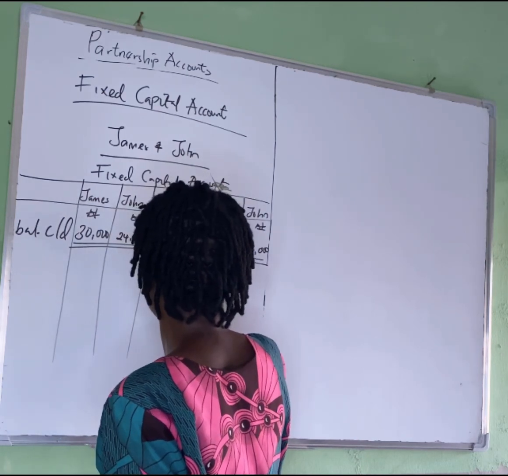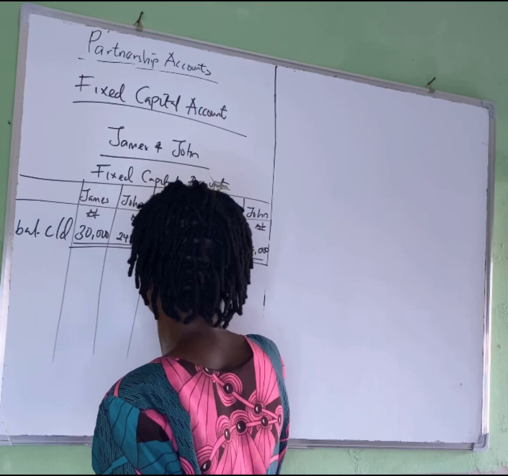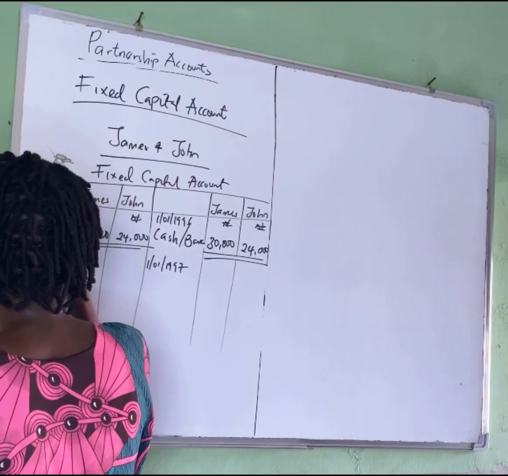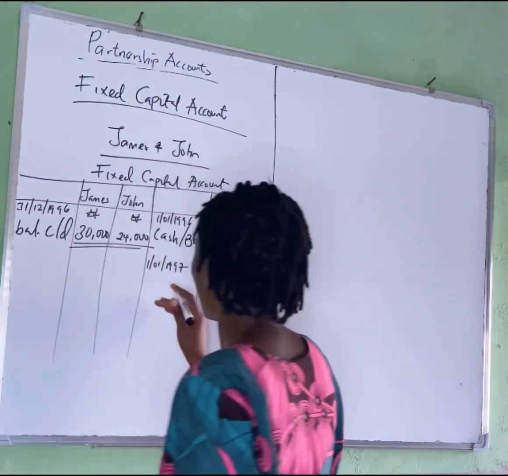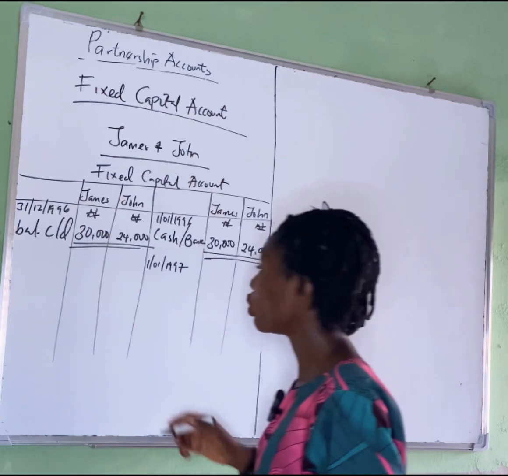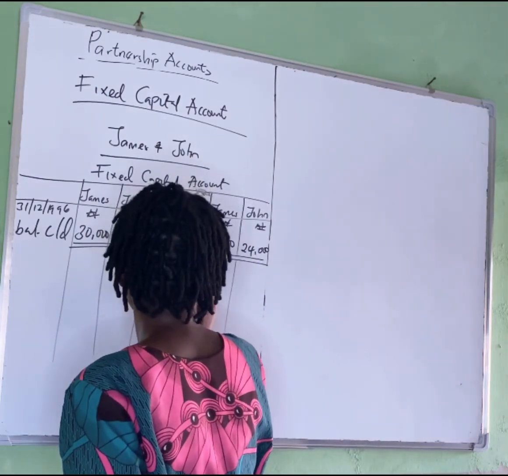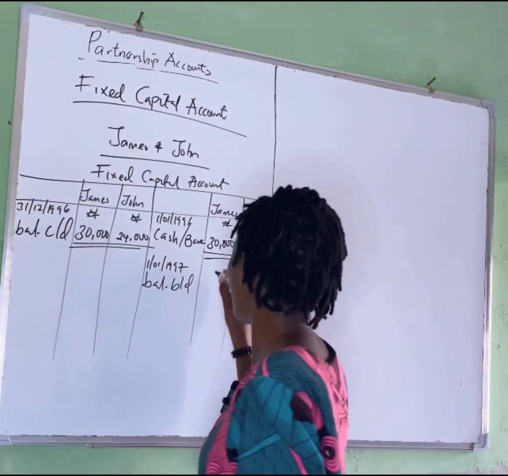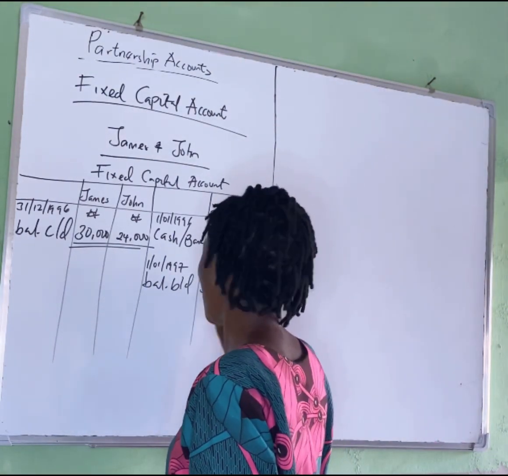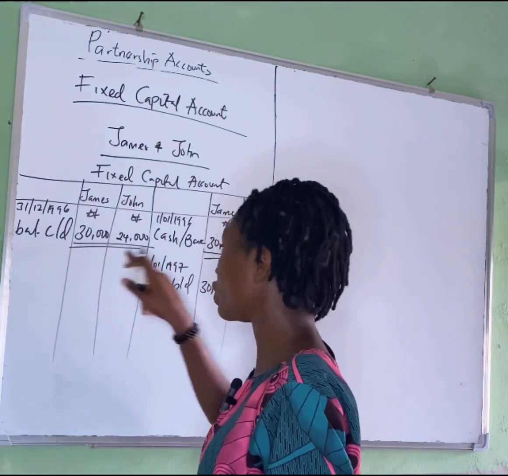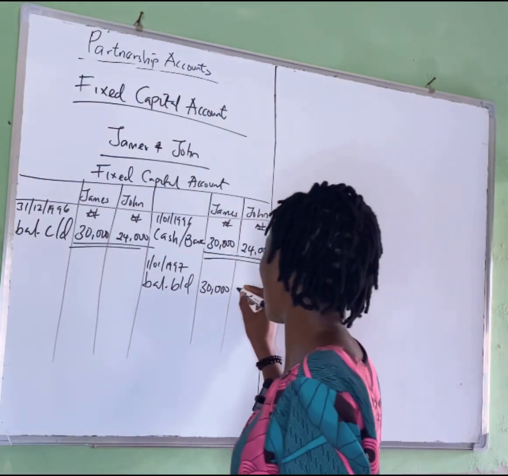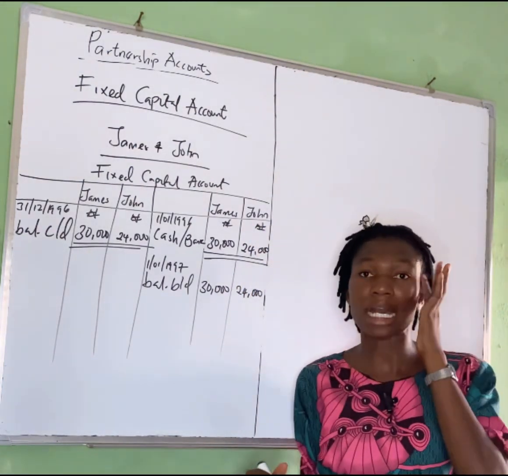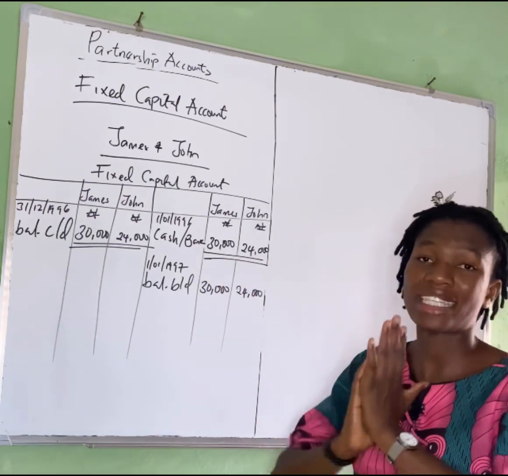Then for the next year, this is for 1st January 1996, and this is for 31st December 1996. For 1st January 1997 we'll have our balance brought down from the previous year, which is 30,000, our capital. Your balance carried down must be the same as your balance brought down. Then we have 24,000 naira. So this is it for the fixed capital account. That way, our capital is held constant.